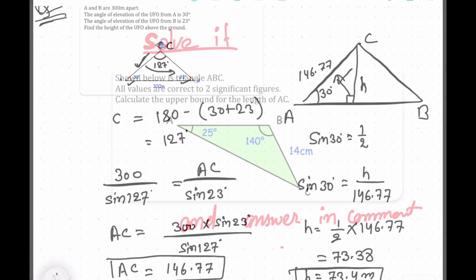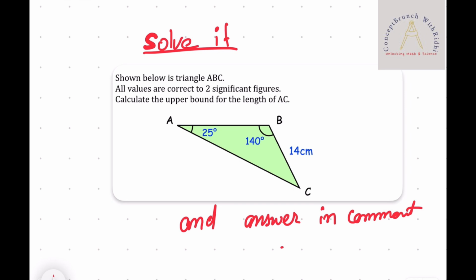Okay. In today's video, we completed the 3 important questions involving the sine rule, helping you understand how to apply it effectively. I hope this session clarified your doubts and gave you confidence in solving such problems. Okay, so solve this question and answer in the comment box.